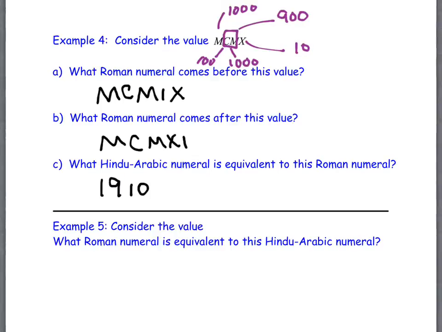Yes, 1,910, which looks an awful lot like our dates. So this kind of numeral you might actually see on a building. It would be reasonable to see something like that. All right, we're going to go the other direction.